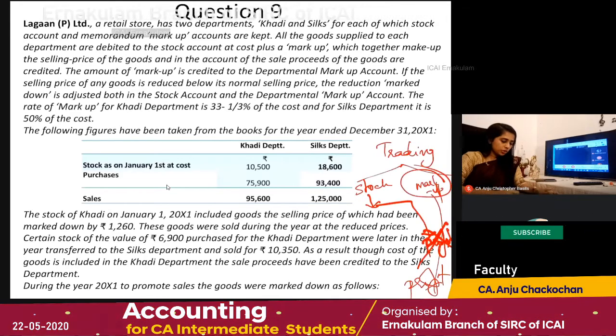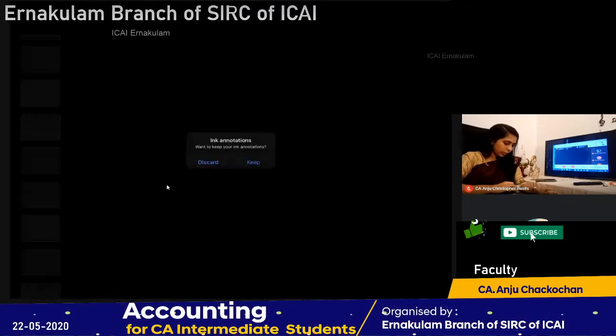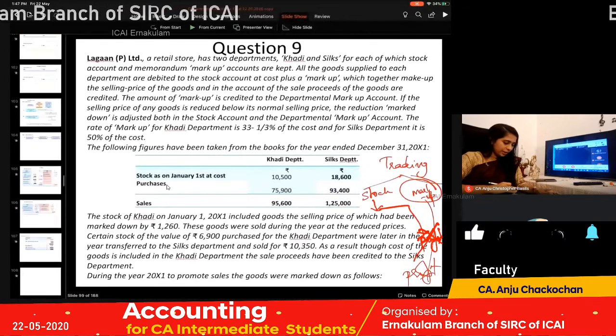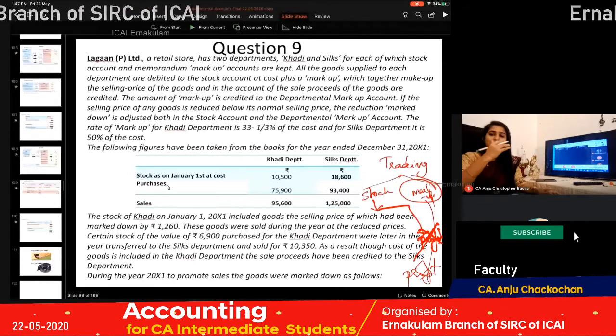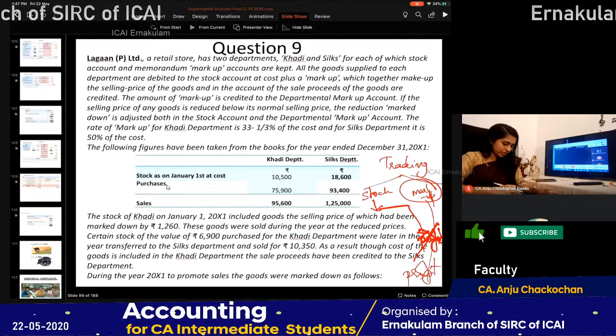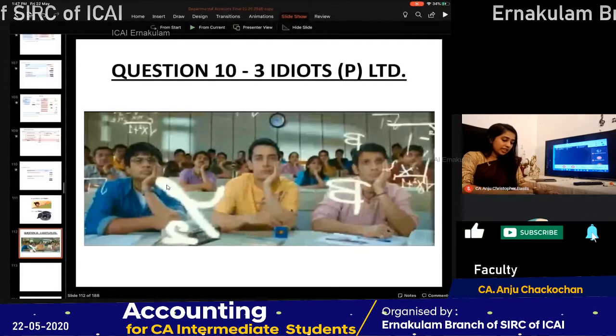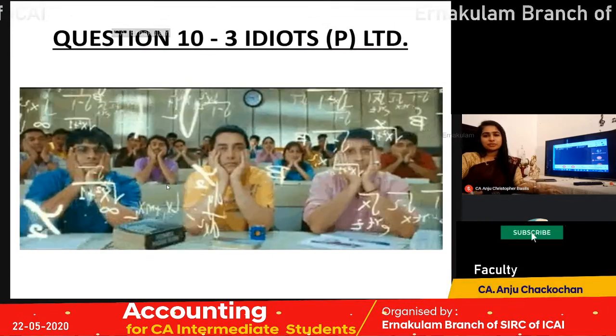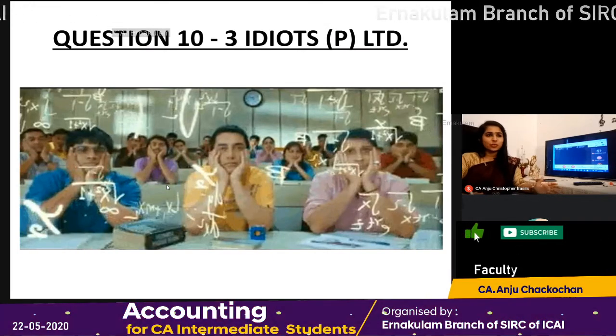Having discussed all that, we have done 9 questions, up to Lagan Private Limited. So it becomes easy for you to remember the questions, the question names also. Now it's our turn to work on Three Idiots Private Limited. So this is the next question which we have to work on.